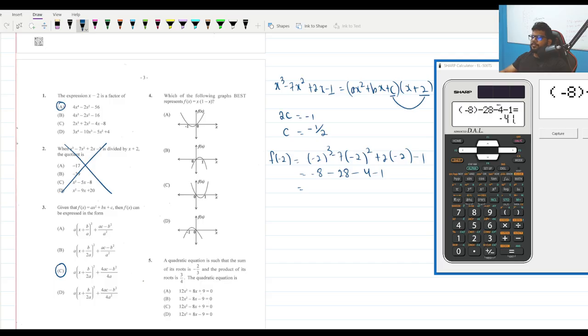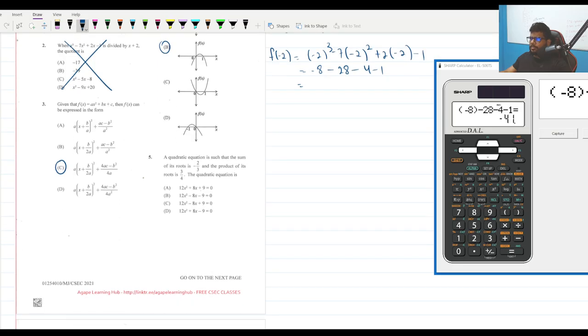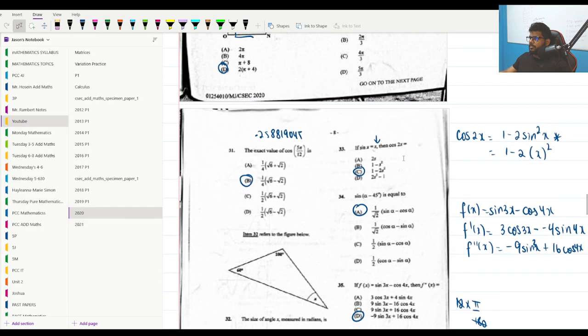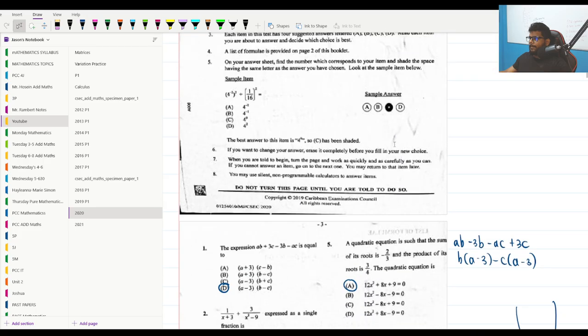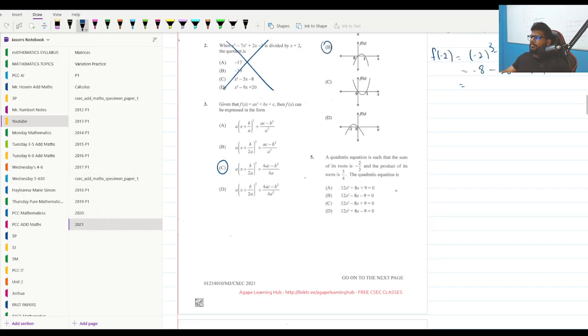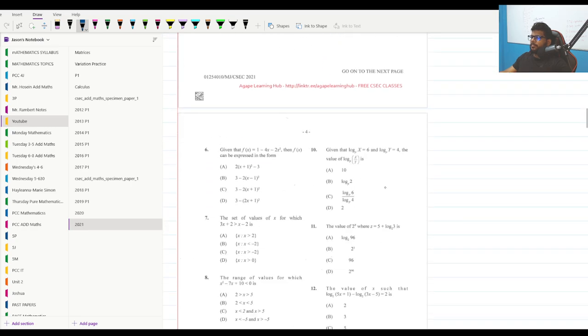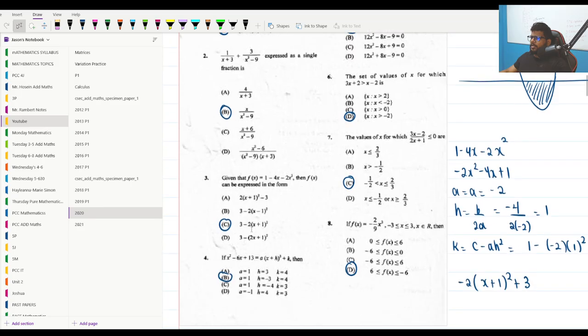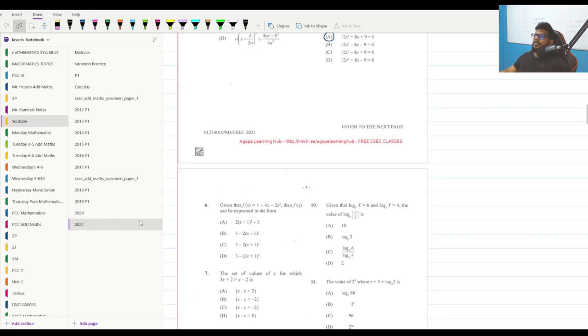Next repeat. B is the answer. Next repeat. Minus 2/3 and 3/4. There's a repeat from here. 12x squared plus 8x plus 9. Plenty repeat so far. 1 minus 4x minus 2x squared. 3 minus 2 into x plus 1 squared.